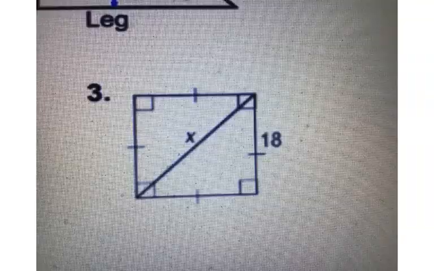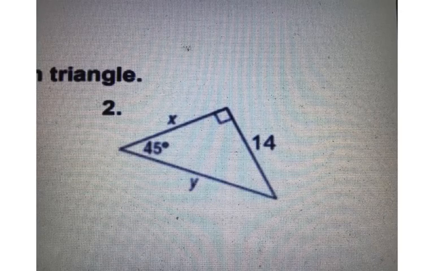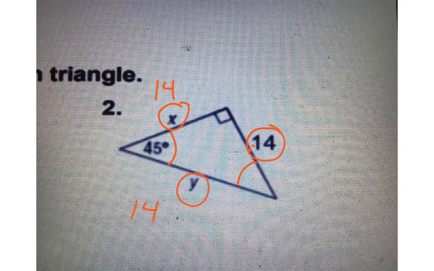So let's start with the first one here. Pause the video and give it a shot. Okay, so what should you have noticed? Here's my 45. This here would also be 45. And this side must be the same. It's isosceles, so that has to also be 14. The two legs, as we call them, will always be the same in a 45, 45, 90. What about the hypotenuse y right here? It's simply 14 times the square root of 2. All right, pause the video if you need to.